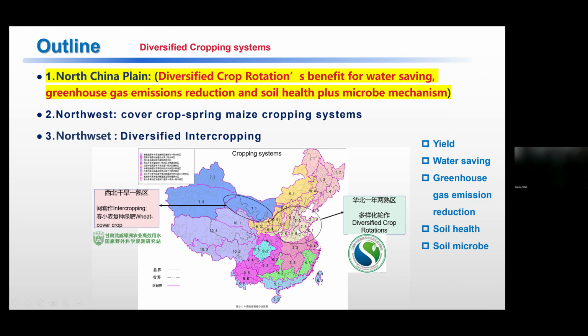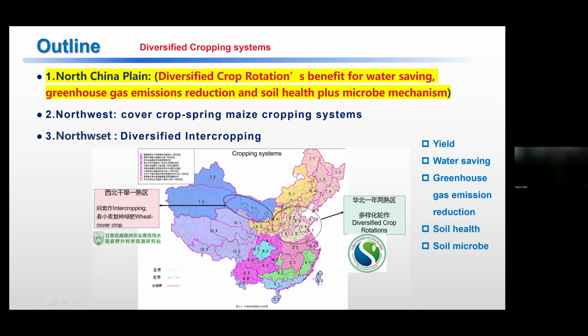But in this area, there is a serious problem of groundwater table decline, and a lot of nitrogen fertilizer input causes very serious greenhouse gas emissions and also leads to poor soil quality. So today, I will give a brief story about how to get new, good crop rotations to replace the traditional cropping systems, which can save water, reduce greenhouse gas emissions, and improve soil health, and why. Maybe we use the soil microbe to explain why.